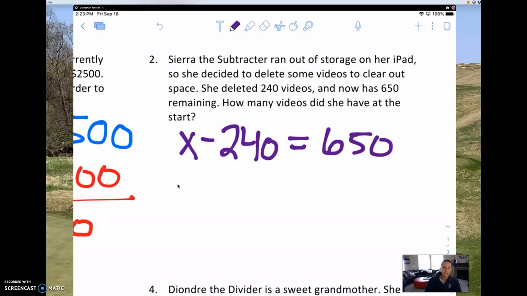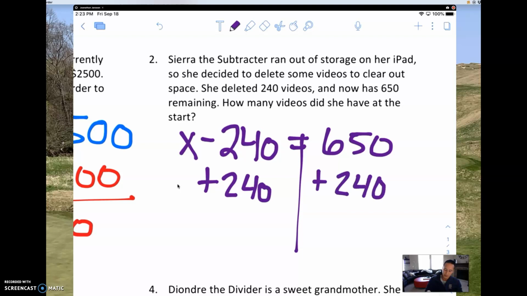We're going to try and solve for x. Right now the x is being subtracted by 240. So to get rid of a subtracting 240, you just do the opposite. So we are going to add 240 to both sides. And by doing that, the 240s go away. And all you're left with over there is x equals 890. So Sierra started with 890 videos on her iPad, and she deleted 240, and that left her with 650.